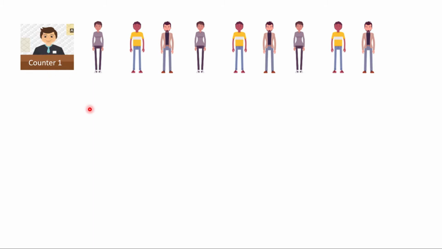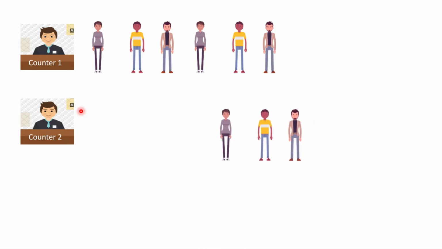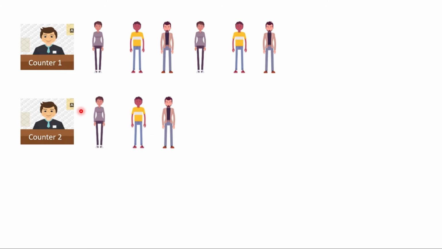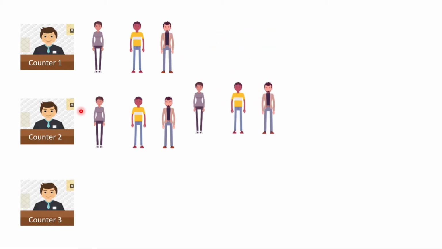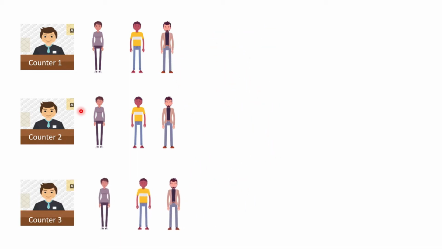So to make this process faster, or to reduce some load from this guy, what they can do is open another counter. Then what will happen? Some people can shift from the first line to the second line. Then if the load is still not manageable, they can open another counter and a few people can come to this line. So we are opening more counters to manage this load. This kind of scaling is called horizontal scaling. We are horizontally adding more and more resources to manage this problem.